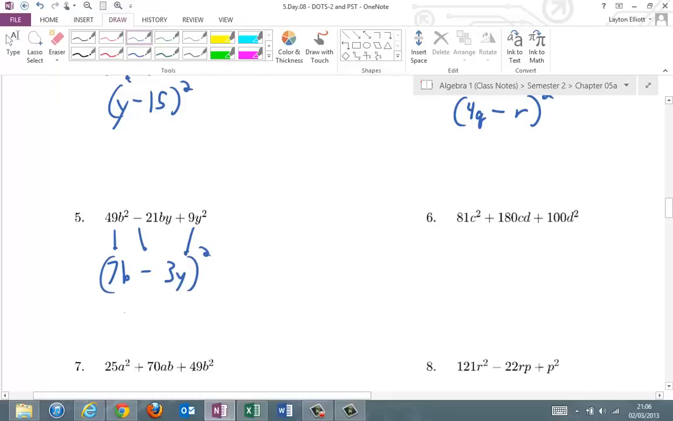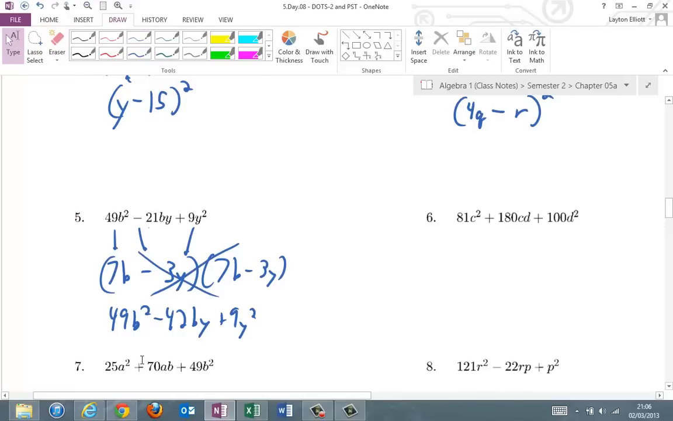If I make that a perfect square, we're going to check that. So 2 times 7 times 3y is not 21, that's 42. Let's double check this. 2 times 7 times 3y. Let's write this by itself and FOIL it back out. I get 49b squared minus 21 minus 21, that's minus 42by plus 9y squared. So these do not match, meaning that this is not a factored form, and since there's no other way to do this, this is probably going to be prime.